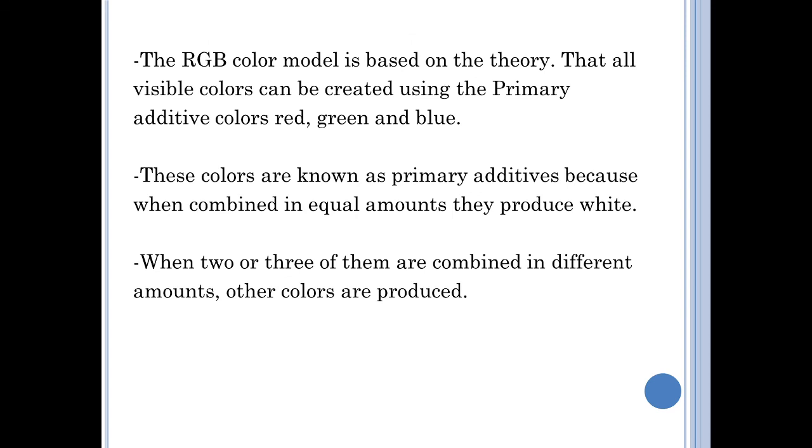The RGB color model is based on the theory that all visible colors can be created using the primary additive colors red, green, and blue. These colors are known as primary additive because when combined in equal amounts they produce white. When two or three of them are combined in different amounts, other colors are produced.